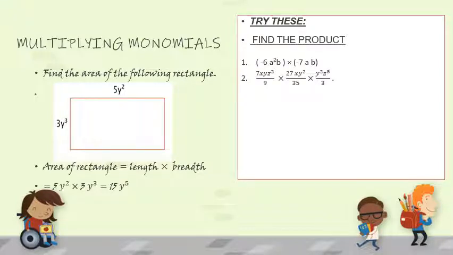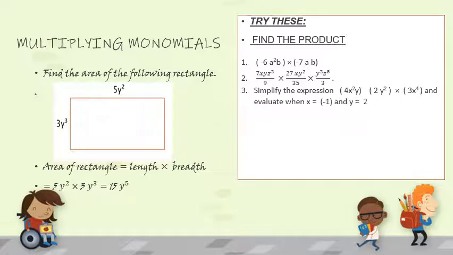Second one, 7xyz squared by 9 into 27xy squared by 35 into y squared z raised to 5 by 3. Third question, simplify the expression 4x squared y into 2y squared into 3x raised to 4 and evaluate when x is equal to minus 1 and y is equal to 2. Do it and you can check the answers.